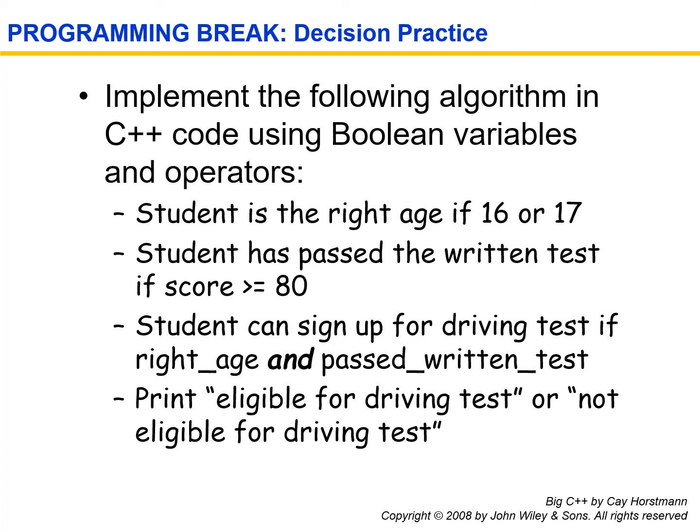If right age and passed written test. Okay. Then if they're clear to sign up for the driving test, you're going to print eligible for driving test. If not, you're going to print not eligible for driving test. Okay. Shouldn't be too hard. And I will probably post a little bit of starter code for this that shows you how you can read in the student's age and test score. And then you just have to do the Boolean work.